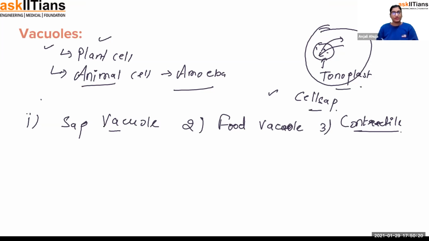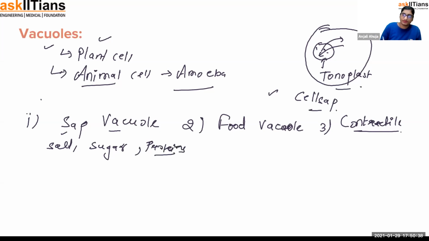Okay, so sap vacuole. Sap vacuole is mainly present in the plant cell. It is used to store salt, sugar, and some proteins. Listen to me carefully. If the pen is not working, you should listen to me carefully. Let me change the pen color.